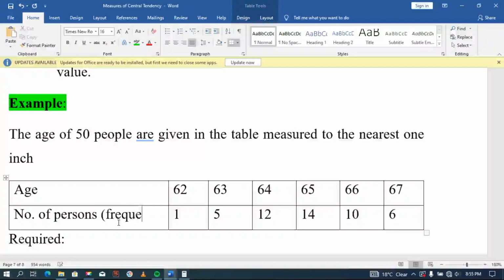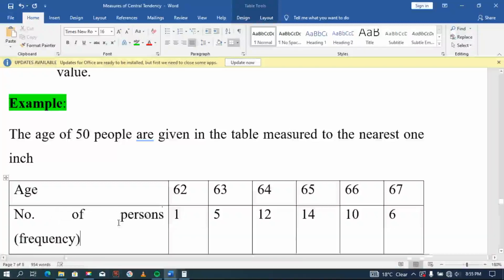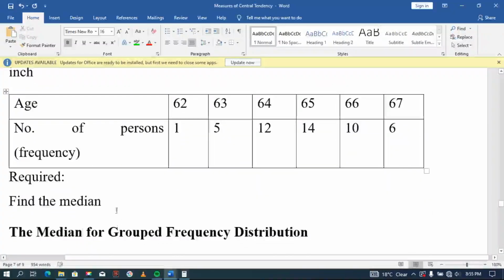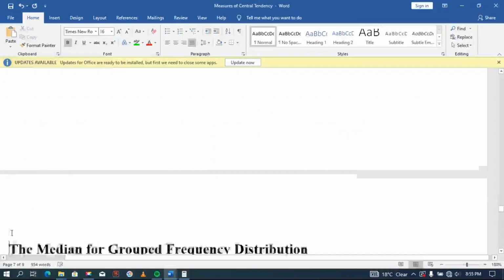As we said, the frequency is the number of times an event occurs. So we have our frequency and then we have the observations. When you look at the observations, 62, 63, 64, 65, 66, 67, they are already in chronological, ascending order. So that is okay. Then we are going to find the frequencies, those are the number of persons. The question says find the median. Let's try to solve for the median.